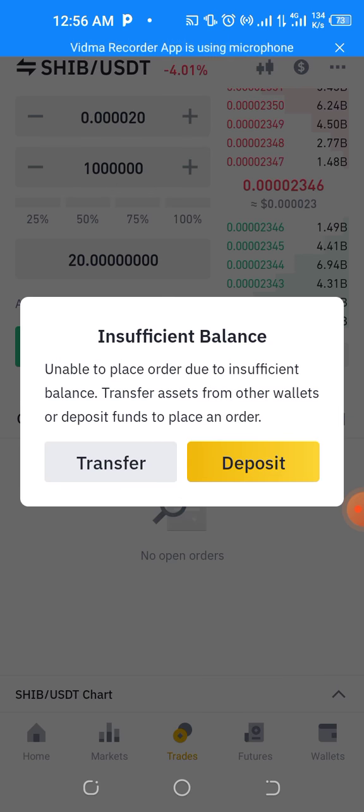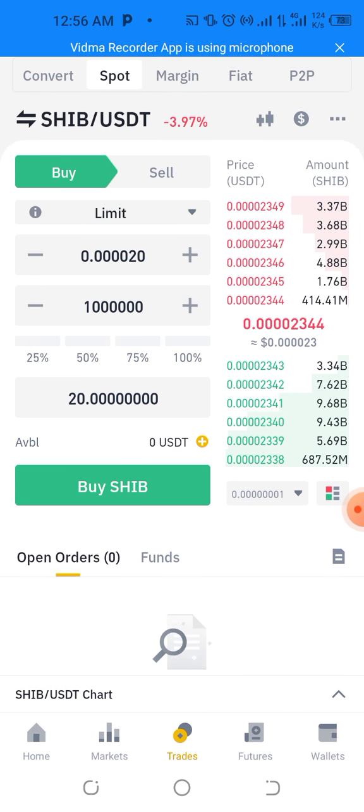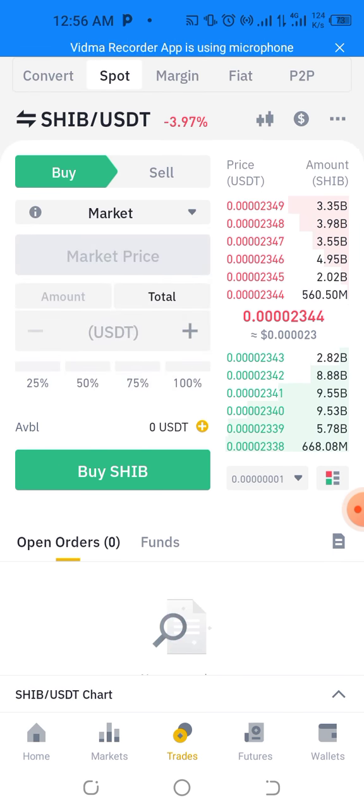It won't go because I don't have balance. I don't have USDT on this account. But if I had USDT on this account, it would just be on open orders. So you see it, one open order. Why? Because this market is not yet at the price I said I want to buy the Shiba Inu. All right, so let's say you want to buy it at current market price, so you change it to market.